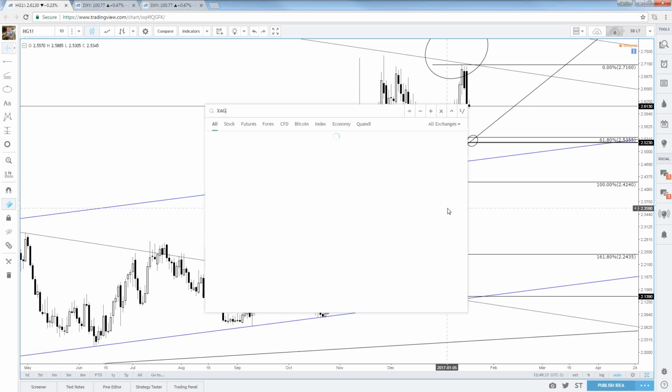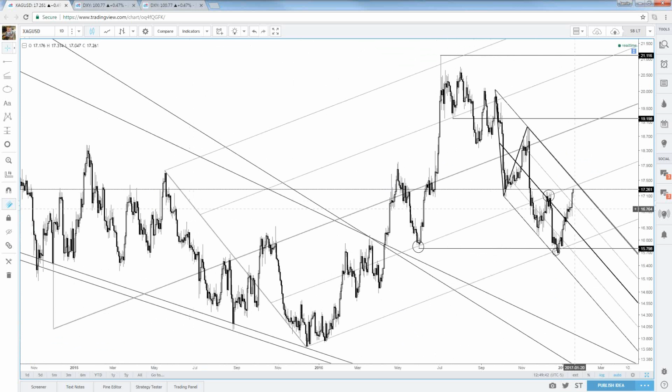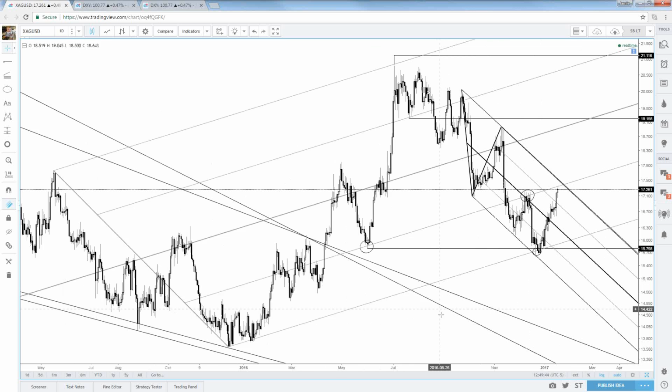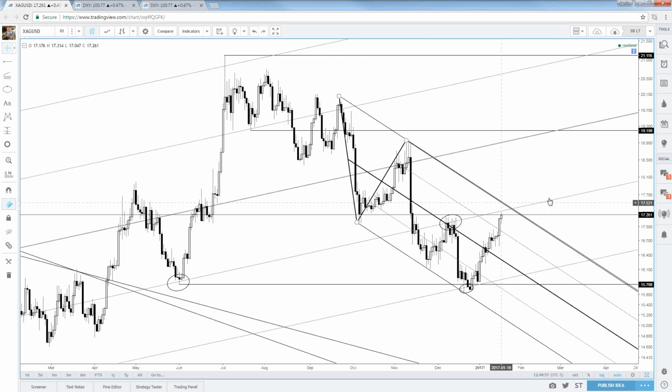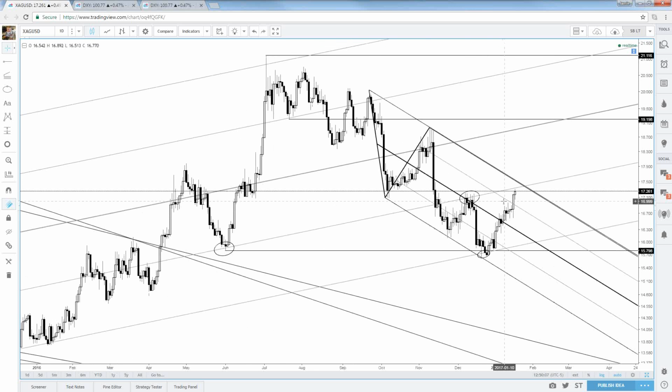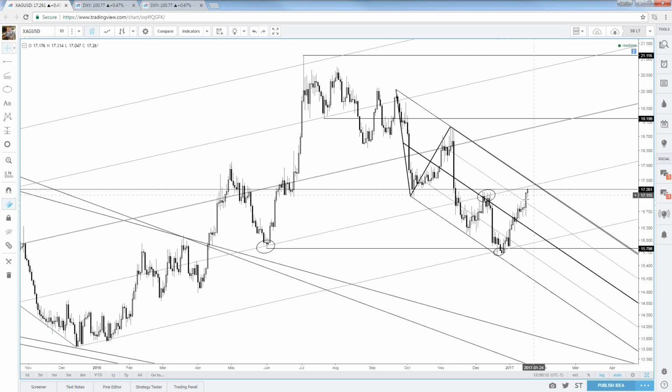Silver. So silver, this is the same silver chart we've been looking at for weeks and weeks, maybe months, I don't know. But silver is getting into its first resistance at this point as well. So 1730, 1750 is going to be an area that I would expect to see some sort of resistance. If you don't get resistance here, then it's a pretty big breakout.